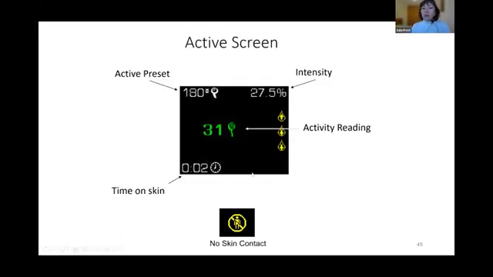So the screen basically is going to tell you which preset you're in. Here, when you place it on the skin, you're going to increase that intensity level, and the intensity level comes in 100%, and you could see it here. And then you have the time in skin contact. If you're not in skin contact, this comes out. And this is your very first impedance reading. We call it activity reading. It's very simple. It's just the first second when you touch the skin, how much skin conductivity is there. 31 on its own doesn't make sense, it only makes sense when you compare.